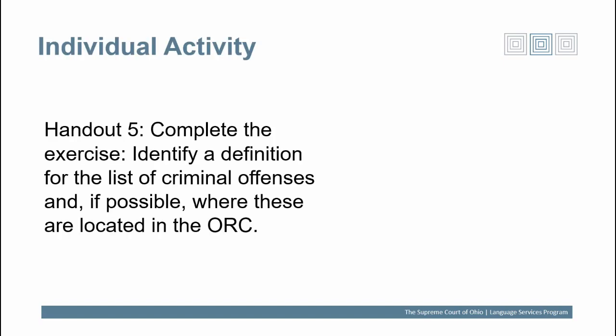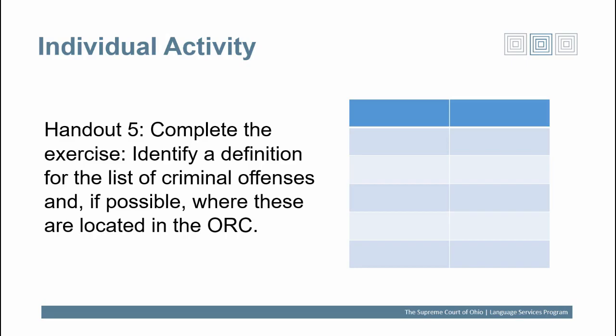Individual activity. Complete the exercise, identify a definition for the list of criminal offenses and, if possible, where these are located in the Ohio Revised Code.